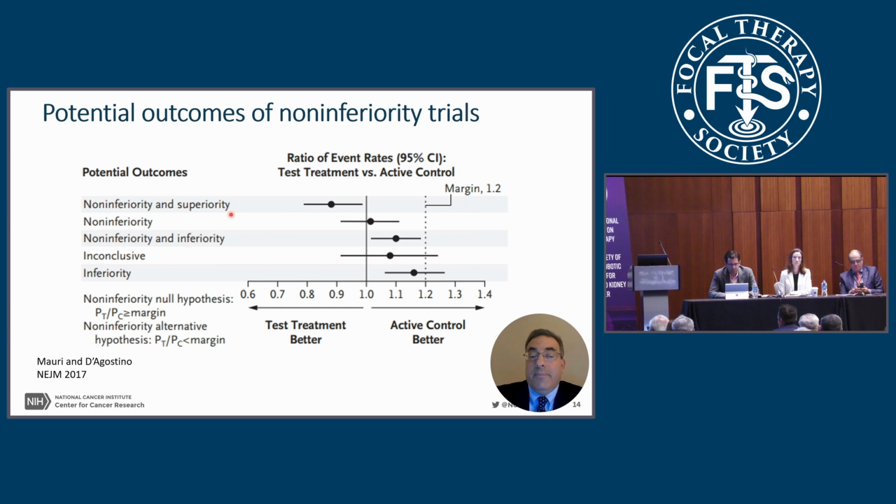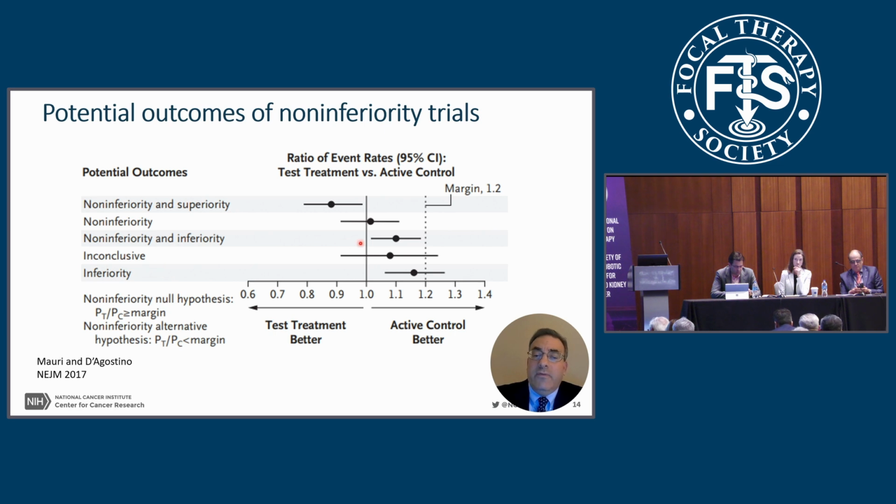Another outcome could be that the result is non-inferiority and inferiority. This is unusual when this happens. It doesn't happen too often. The confidence interval is above 1, but still within the margin. For a new treatment to be both non-inferior and inferior, this is usually a study design issue. The margin that was set was too lax.